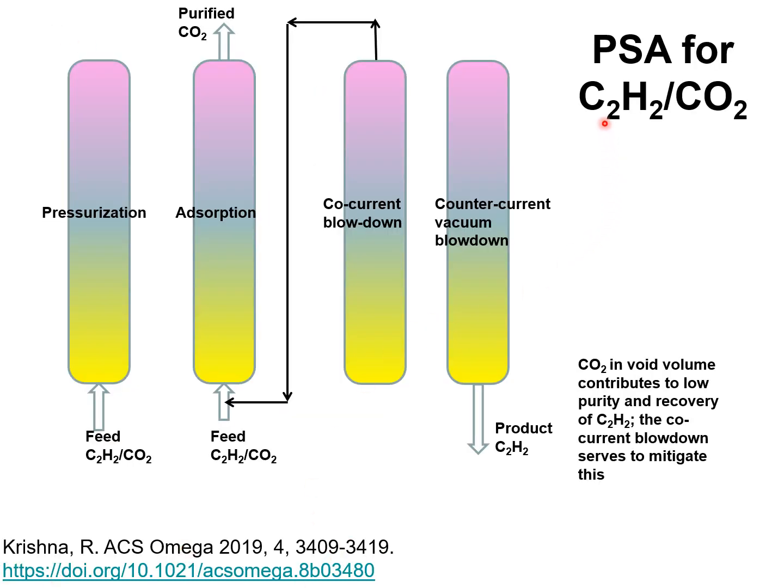The separation of mixtures of ethene, C2H2, also called acetylene, and carbon dioxide is important industrially for production of pure ethene. Typically, the purity requirement is 99% plus. A PSA scheme for using an adsorbent that selectively adsorbs C2H2 is shown here. It consists of pressurization, an adsorption cycle in which CO2-rich gas is removed at the top, followed by co-current blowdown, and final countercurrent vacuum blowdown to recover the desired high purity product.